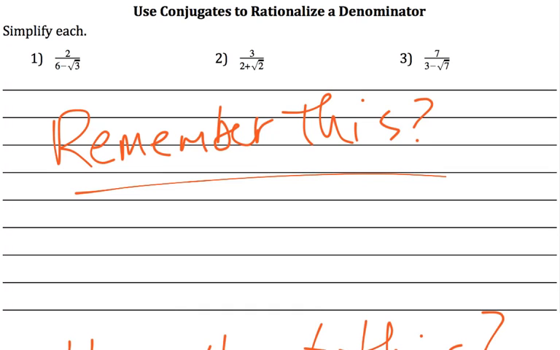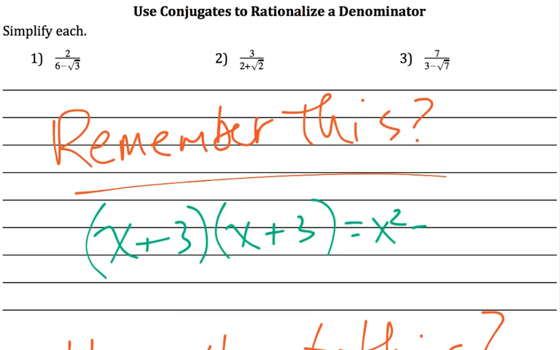Use conjugates to rationalize the denominator. Hey, do you remember this? Like if I had x plus 3 and I multiplied it by x plus 3, remember how you'd end up getting like x squared plus 6x plus 9?